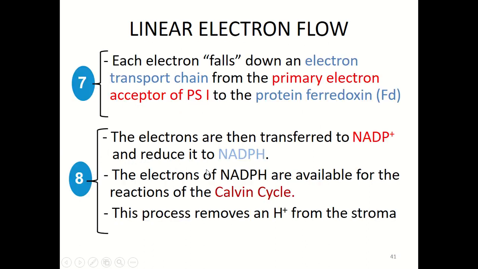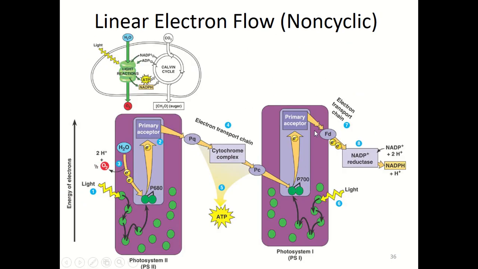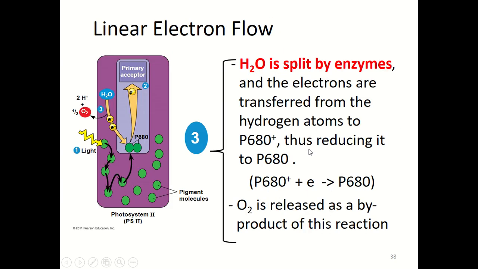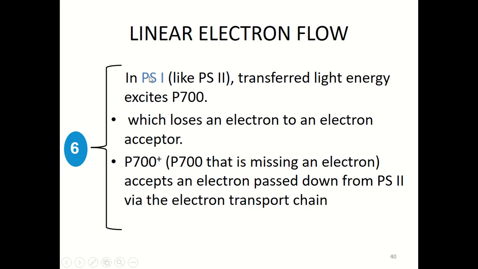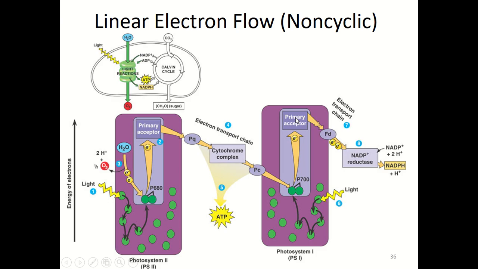Okay, meanwhile number 6, over here it's number 6. Okay, in photosystem 1, energy will excite photosystem 1, and the electron from the ground state will be excited and then be accepted by the primary electron acceptor. Again, it's the same.